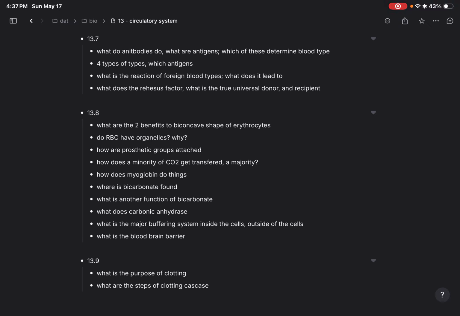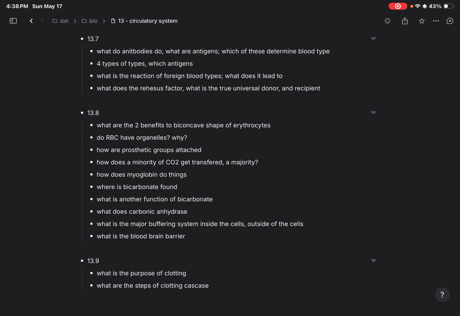What is the minority of CO2 transfer? A minority gets transferred through the red blood cells. A majority of it is transferred as bicarbonate ions in the blood. How does myoglobin do things? It's just a storage area for oxygen when muscles are working.